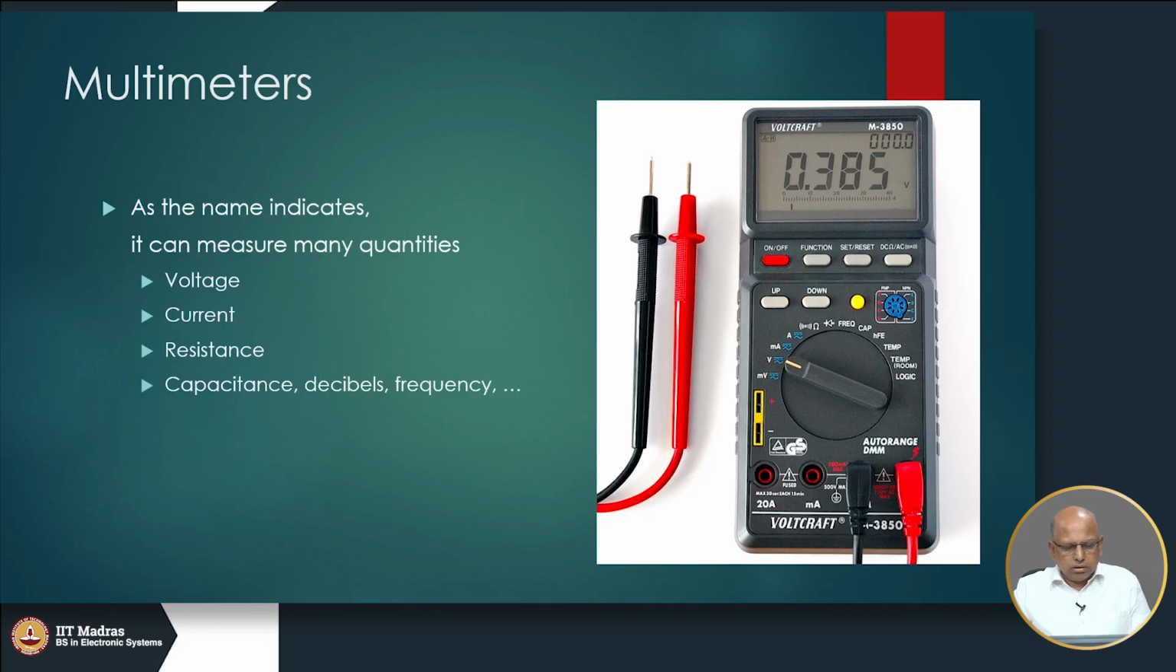So, we will look at different instruments briefly. A multimeter, as the name indicates, can measure a number of things. Typically, it is used to measure voltage, current, and resistance. It can also be used to measure capacitance, the power level, frequency and so on. So, you will typically see this is a digital multimeter.